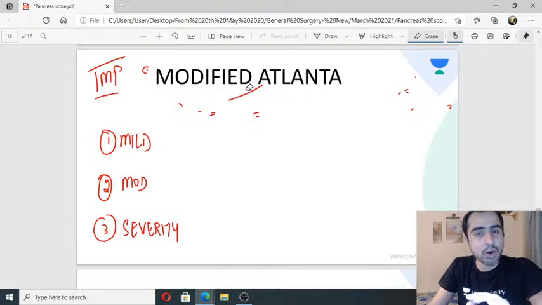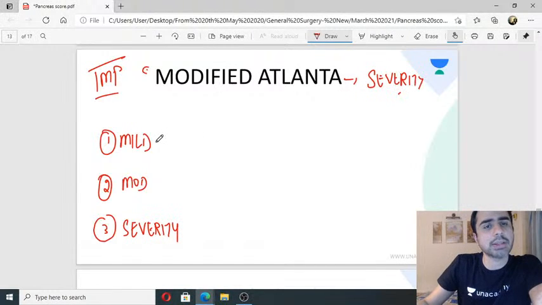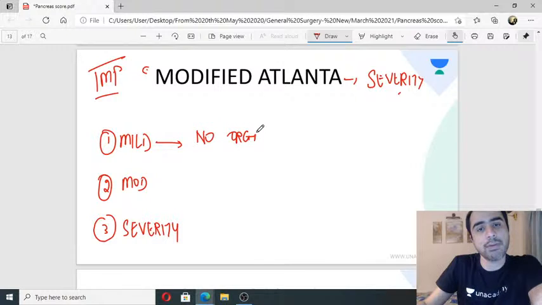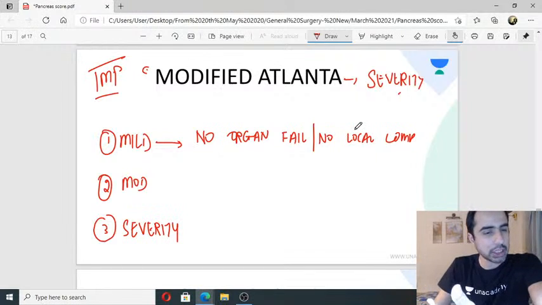Now, how does Modified Atlanta define severity of acute pancreatitis? It's very easy. We must know how it defines severity. What is mild acute pancreatitis? Mild acute pancreatitis is when the patient should have no organ involvement or no organ failure and no local complications. You know what is a local complication? I just told you. Acute fluid collection, pseudocyst of pancreas, necrosis, those are local complications. To be labeled as mild, there should be no organ failure, no local complications.